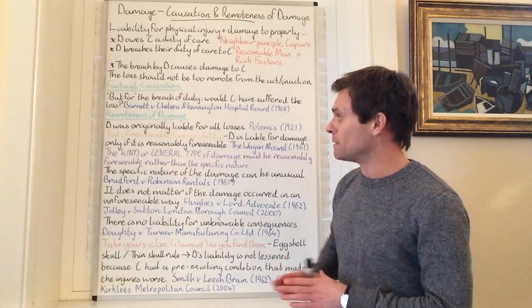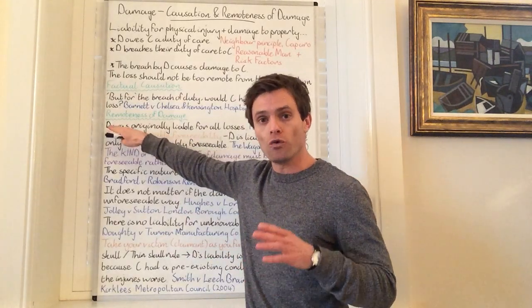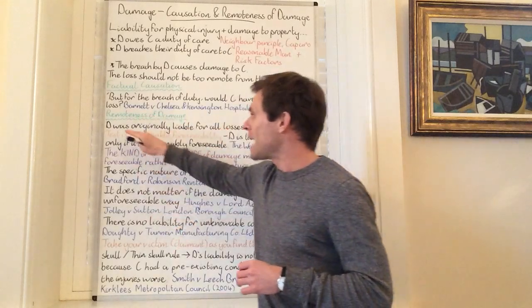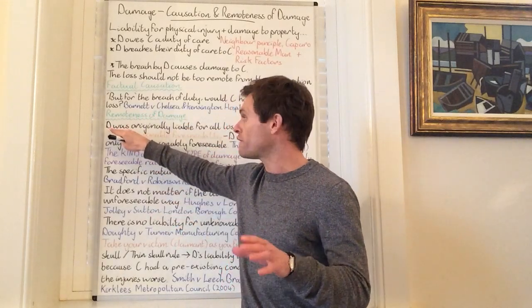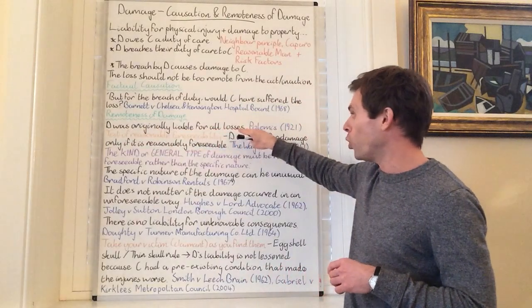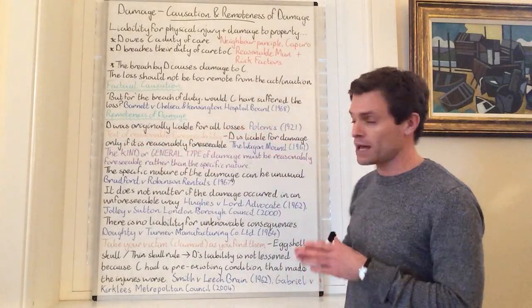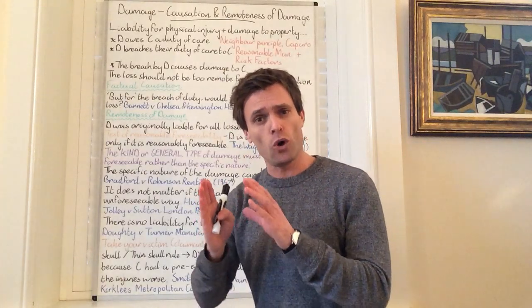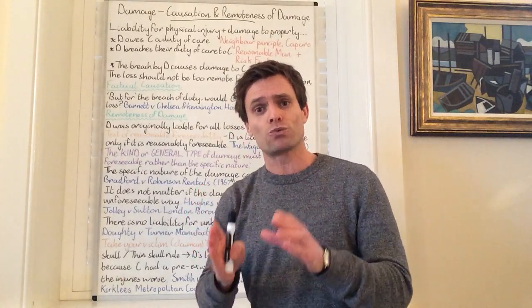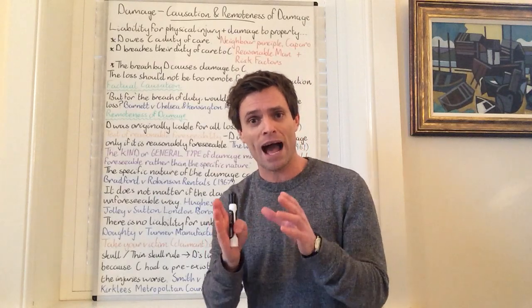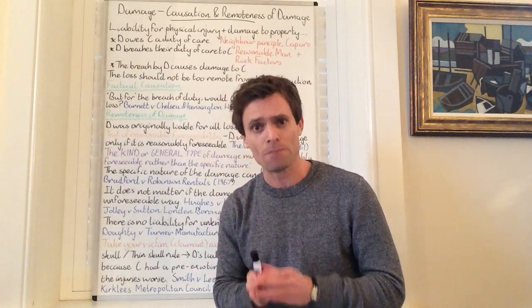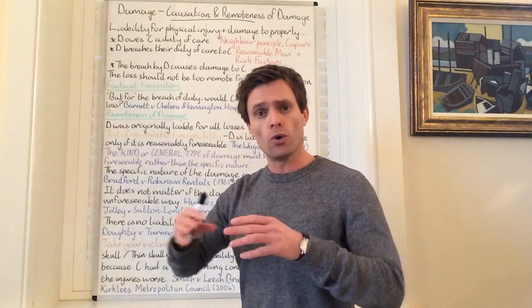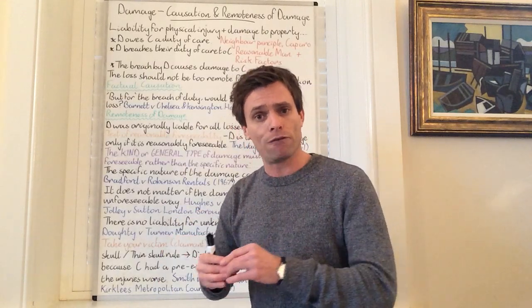So I'm going to begin by actually looking at what the law originally was when it came to remoteness of damage. And it was based on the principle that the defendant was originally liable for all losses stemming from the case of Polemis 1921. So the defendant was liable for all losses which were a direct consequence of their action or indeed inaction. And in the case of Polemis, you had a group of dock workers who were loading and unloading wood from a ship.